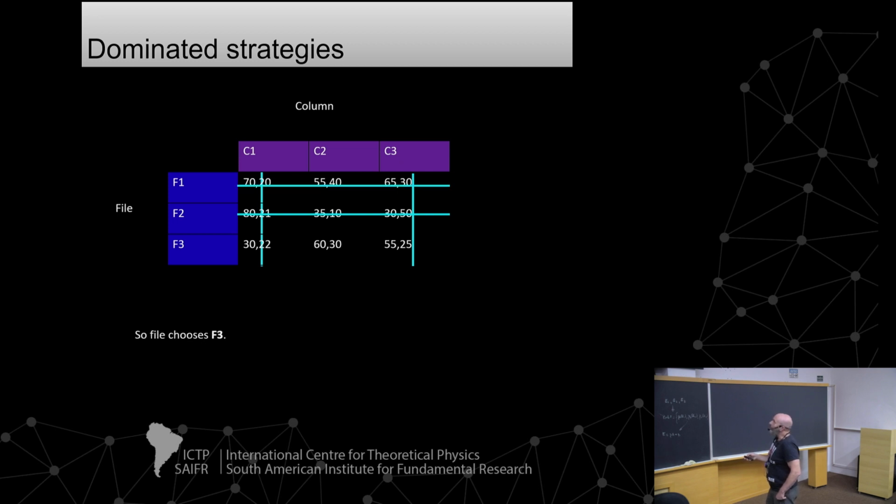So finally, this is what we have. By eliminating the dominated strategies, we finally know what will be the choice in this game. The player at the file will choose strategy F3, and the player at the column will choose strategy C2. Okay. So this is one of the situations where we can just decide and eliminate strategies. It is not true that this procedure can always be done in any game. Sometimes we can do that, and sometimes we cannot. Okay.